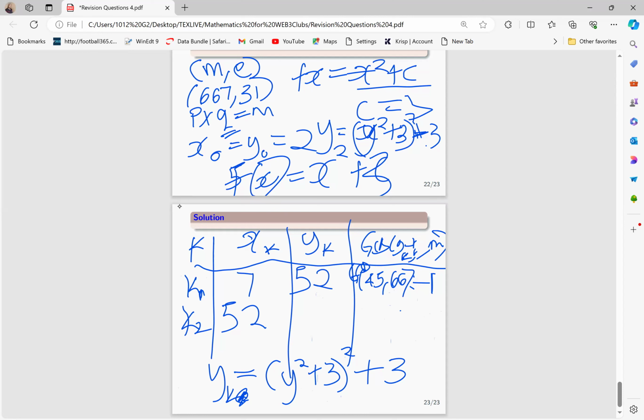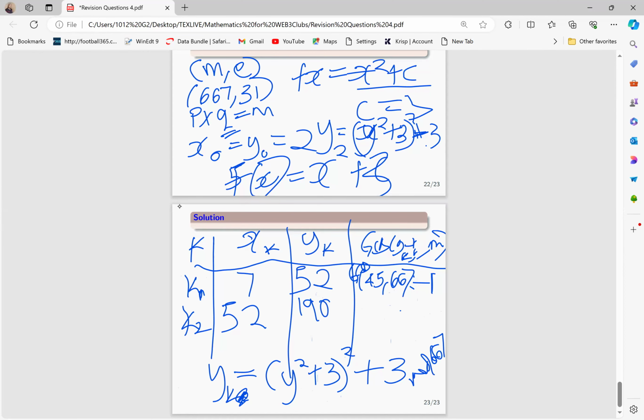52 squared. And then you add 3 more. So 667 is our M. So when you calculate that, you get your answer as 190.